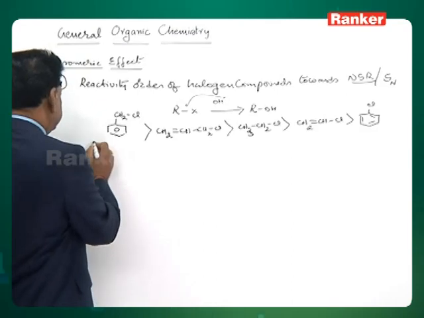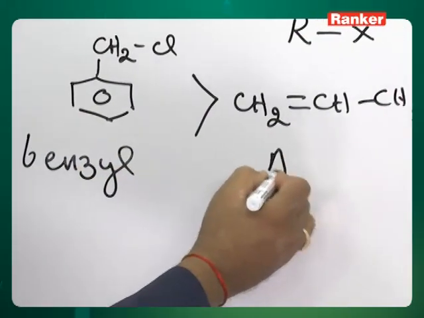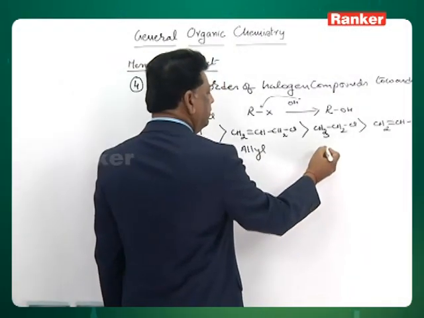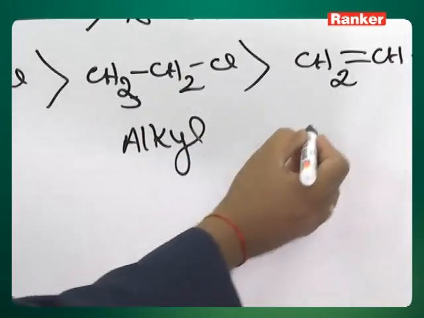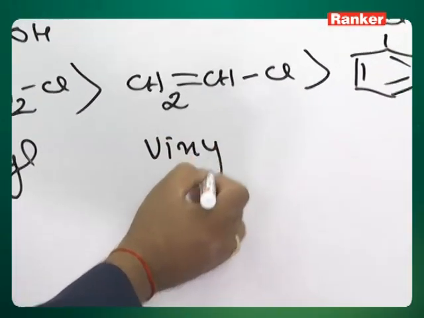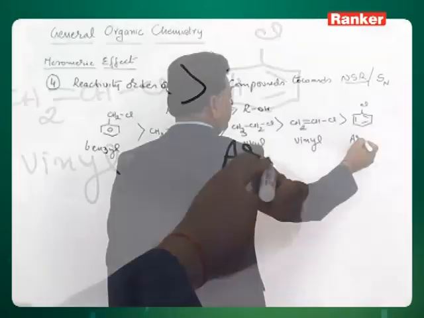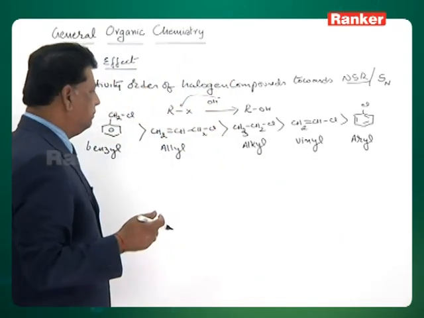This is generalized as a benzyl type. You can generalize this as an allyl type. This example is ethyl, but commonly you can say alkyl type. This is vinyl type. This is aromatic, or you can say aryl type. The name is chlorobenzene, phenyl chloride you can say.